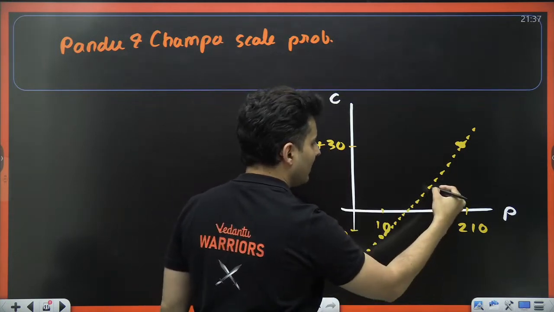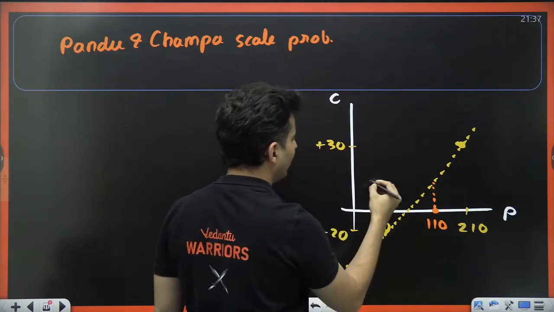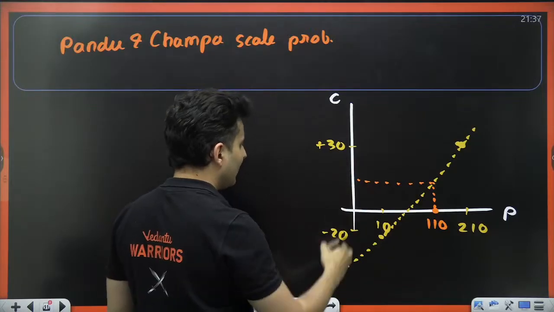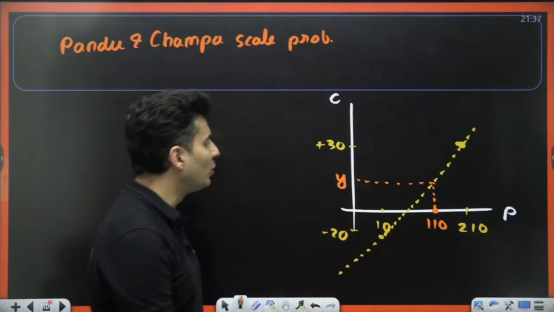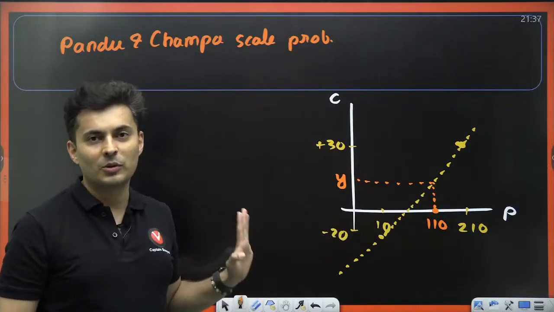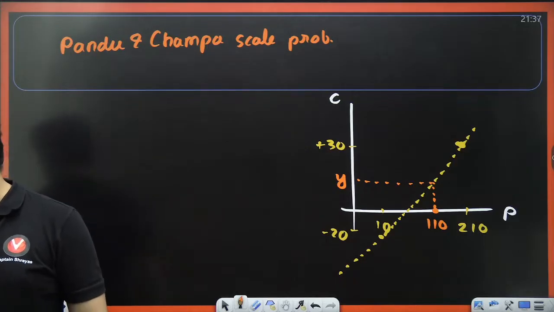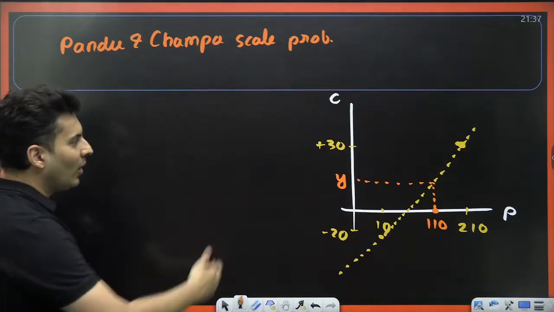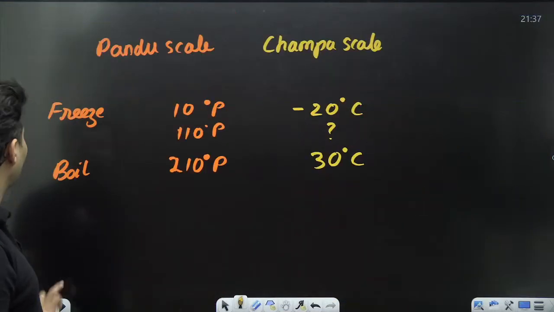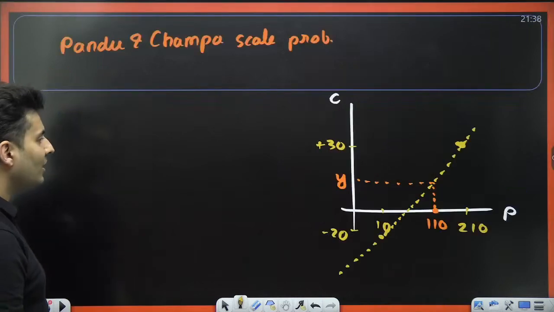And you are interested in what will happen at 110. What is the value that you will get? Basically, you are interested in this y value. That's how the problem comes out to be. Isn't it now simpler, my dear warriors? So what will your answer be? Use this equation: y2 minus y1 upon x2 minus x1 equals y minus y1 upon x minus x1.